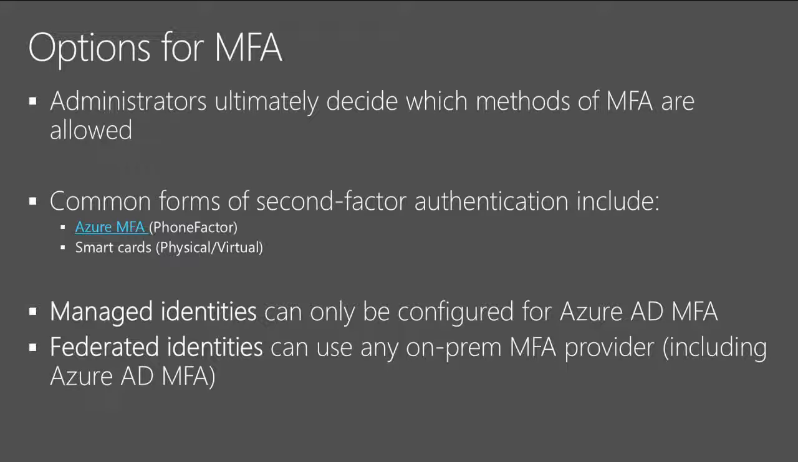As an admin, the kind of options that are available to you depend on the topology you are in. So if you have managed identities, they can be configured for Azure AD MFA, which is MFA that happens in the cloud. But if you're federated, you can have your choice of any on-prem MFA provider as long as they are compatible with your on-prem STS. In terms of Office client, we are agnostic to how you perform MFA on-prem as long as we receive a token that we can now use to go to a resource and get you the documents you want. So if you're federated, use any on-prem MFA provider that can work with Office.